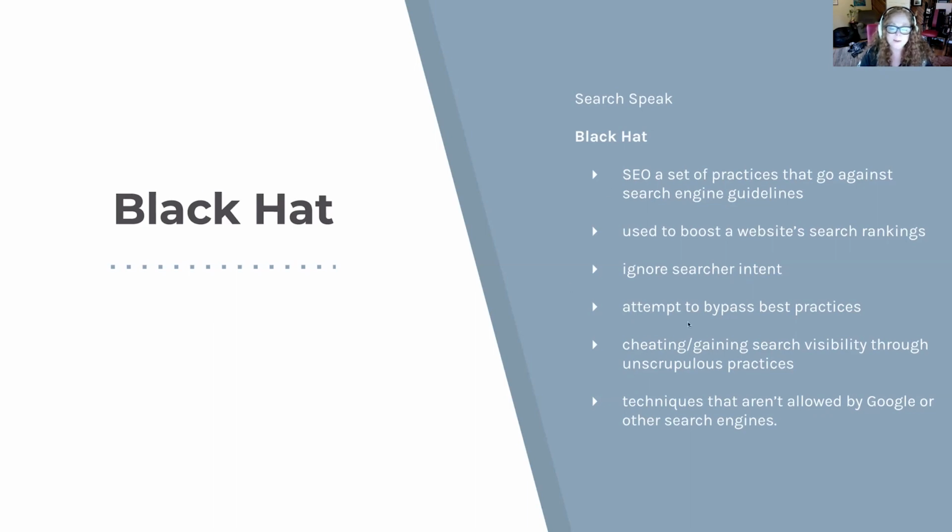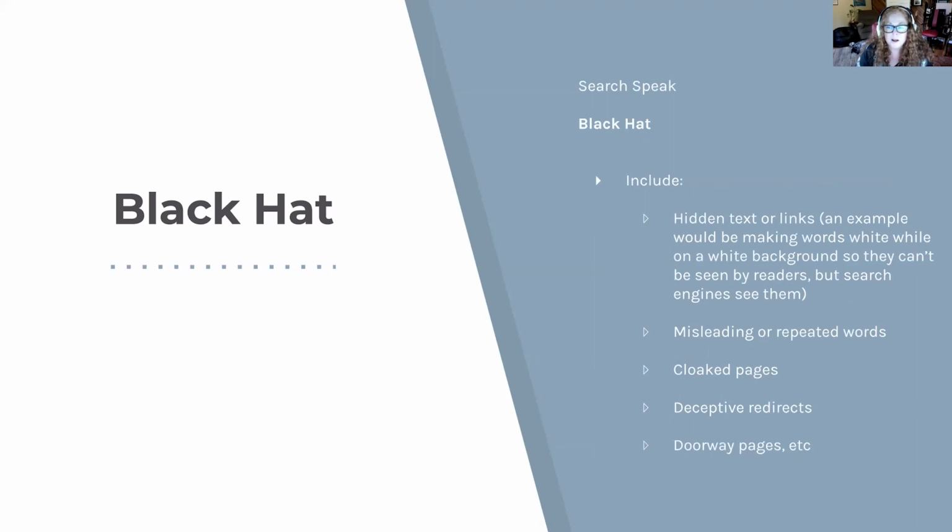But black hat SEO is techniques that aren't allowed by Google or other search engines. They're used to boost rankings, so they ignore search intent. There are things like link farms, right? They go against the guidelines. So they can include things like hidden text. I'm sure you've seen it if you go to a website and they have white space and there's actually white text on it. That's bad. Misleading or misrepresenting words, cloaking pages, so hiding pages, hiding words, deceptive redirects, and doorway pages.